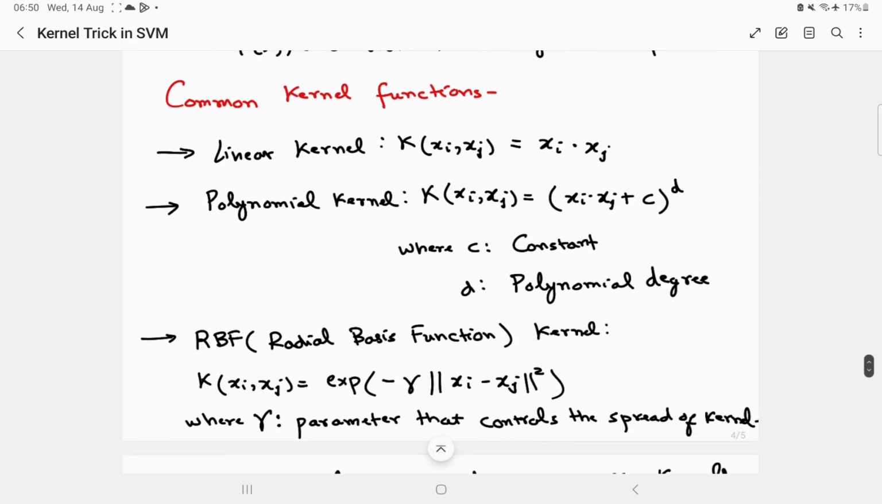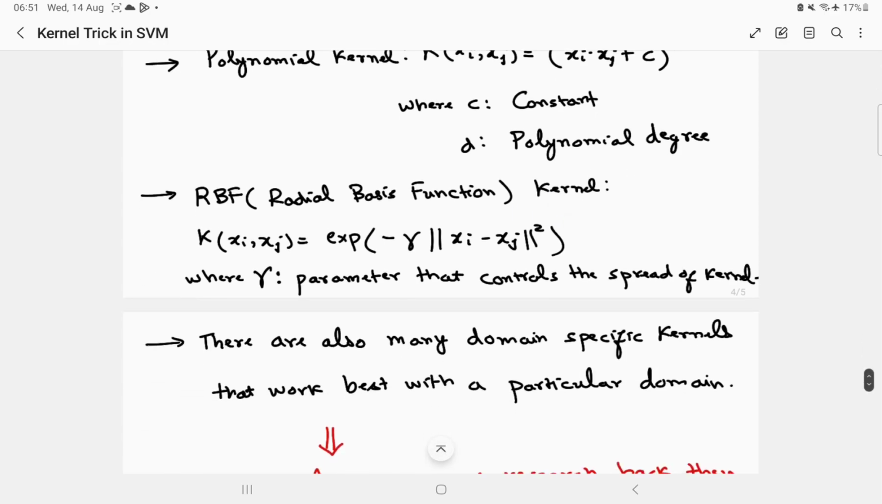Now there are certain common kernel functions that you need to be aware of. So the first one is the linear kernel. It's the simple dot product between xi and xj. Then you have the polynomial kernel, that is given as the dot product between xi and xj plus a constant, and then raised to the power of d, where c is the constant and d is the degree of your polynomial.